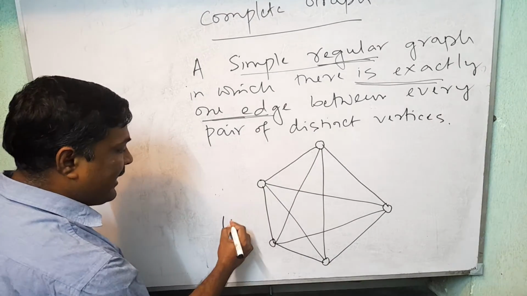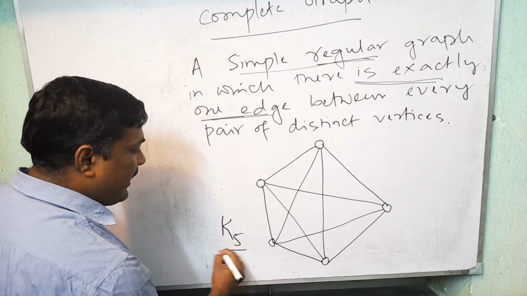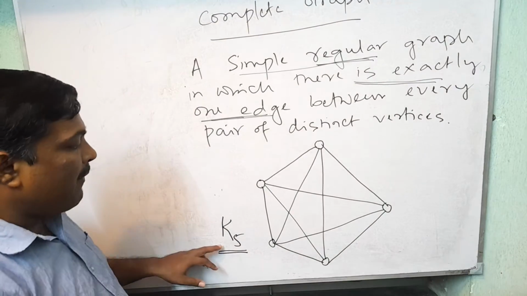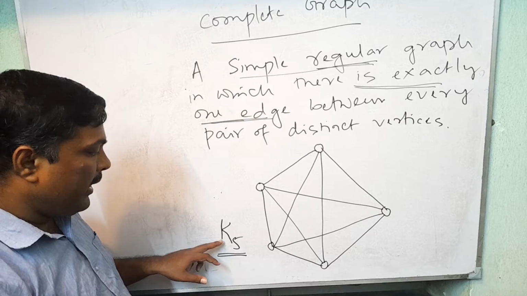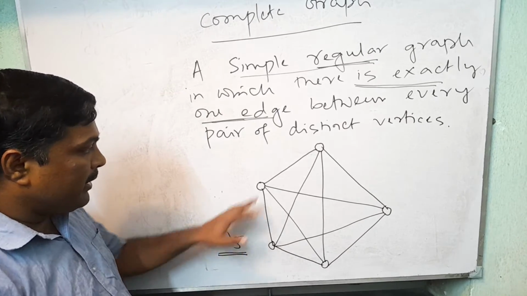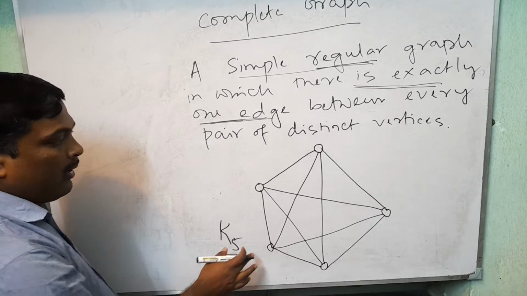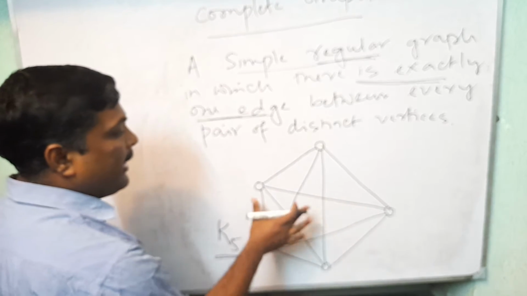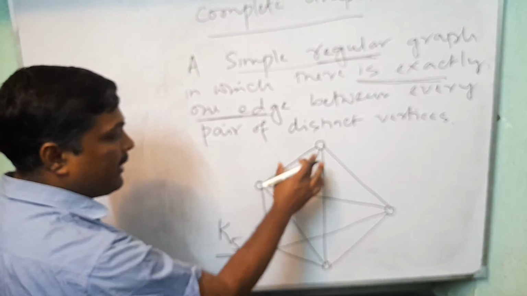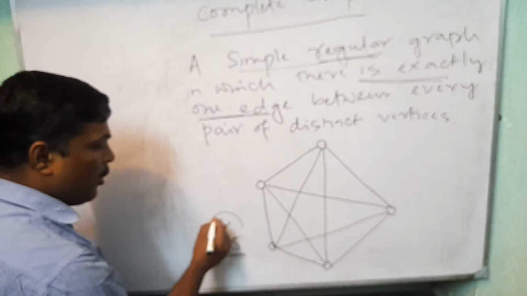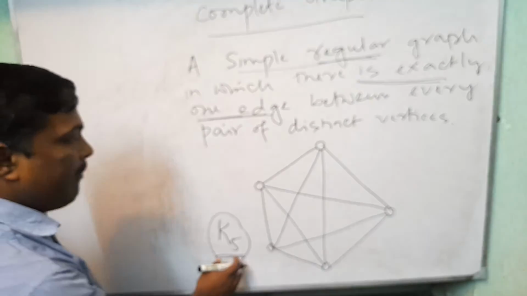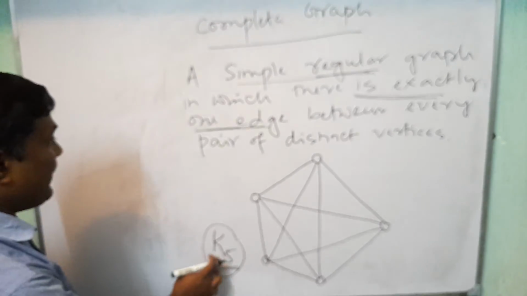So this graph is K5. What is K5? K5 is a complete graph having 5 vertices. This is one example of a complete graph. Take any two vertices of this graph, you will find exactly one edge. So this is one example, K5, a complete graph having 5 vertices.